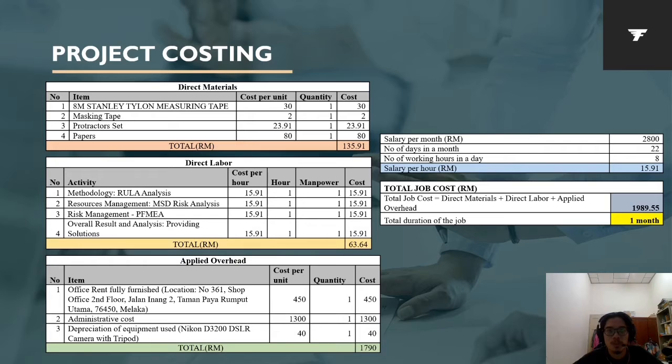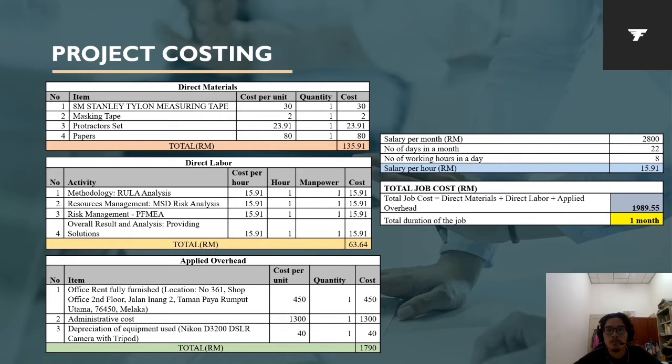For applied overhead, we include the office rent and administrative cost to manage all the costing and monitor the progress of the project. The camera is used for capturing photos of conducting ruler analysis, so the cost is Ringgit 1,790. Then we have a set salary for each member per month of Ringgit 2,800. We work 22 days monthly, starting from 8 a.m. to 5 p.m. every weekday.